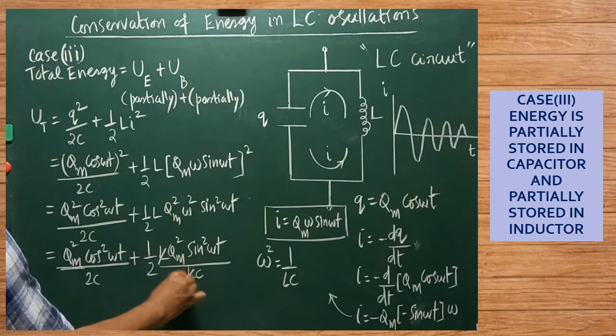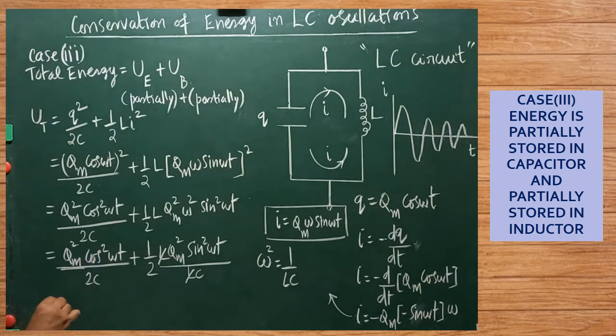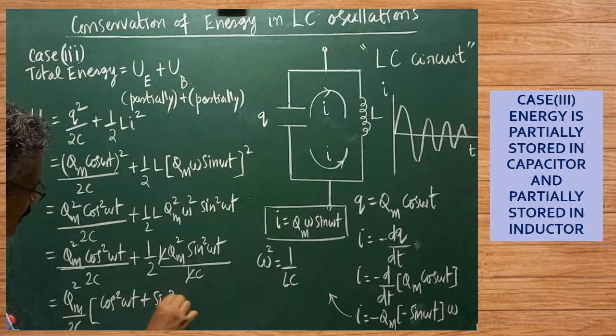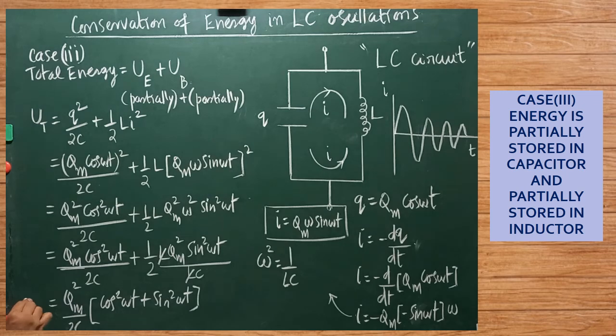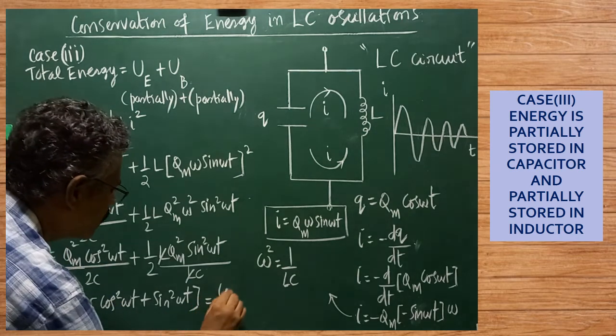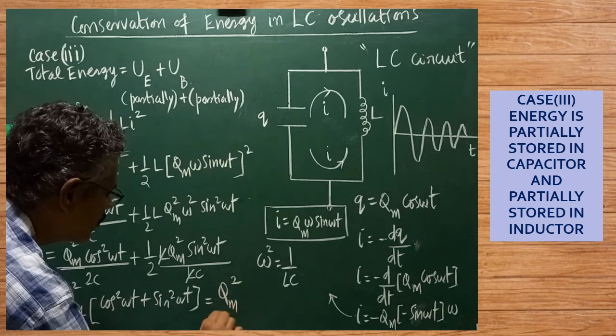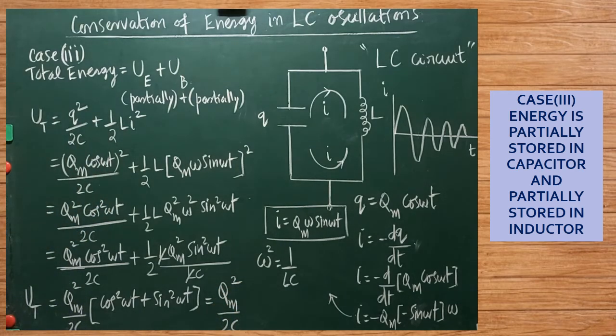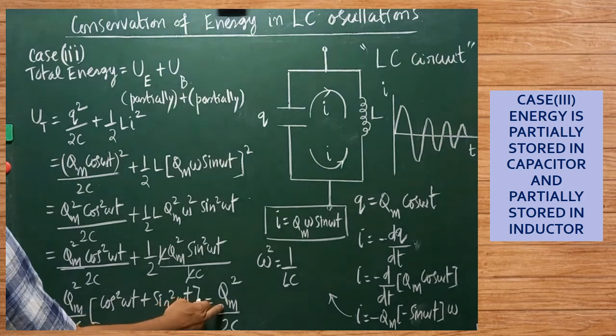One L can be cancelled. What is the common factor in both terms? In both, we get the common factor Qm square divided by 2C. Look at the rest of the factors: cos square omega t plus sin square omega t is within the bracket. So this is the expression that gives you the total energy. We know very well that cos square omega t plus sin square omega t is 1. So ultimately you will get Qm square divided by 2C. This is the final expression of energy.